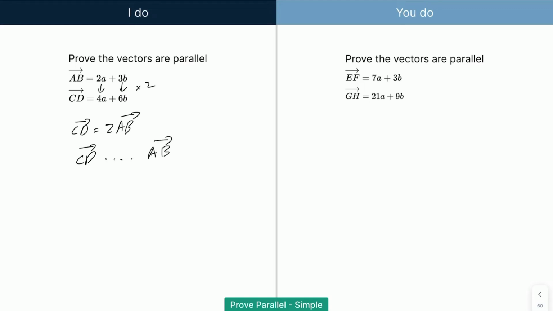Okay, so I'm not going to write that out just to save us a bit of time. So again, looking here, prove these are parallel. Well, are they multiples of each other? Well, yes, to go from here to here and here to here, I'm multiplying it by 3. So we can say that GH is equal to 3 times EF. And then again, same statement here, that GH is a multiple of EF, therefore they are parallel.